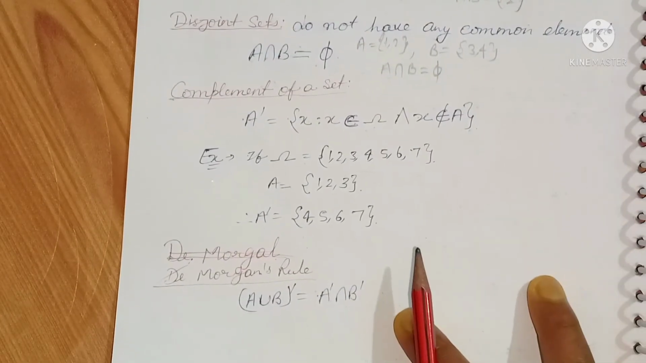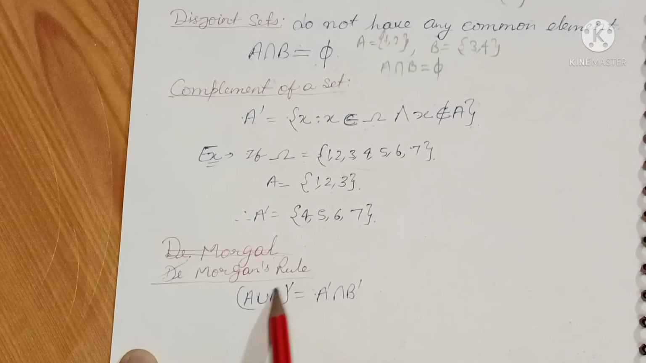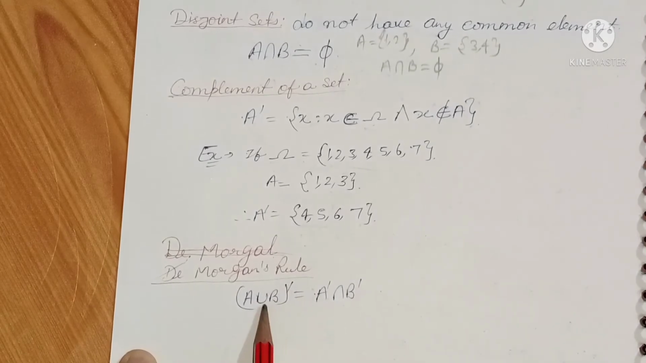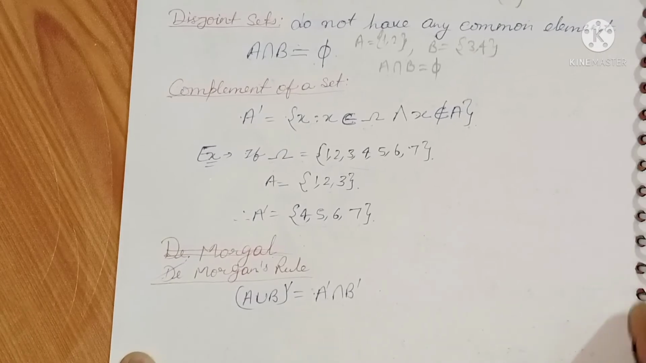Next is De Morgan's rule. In De Morgan's rule, it says that the complement of the union of A and B will be equal to the intersection of A complement and B complement.